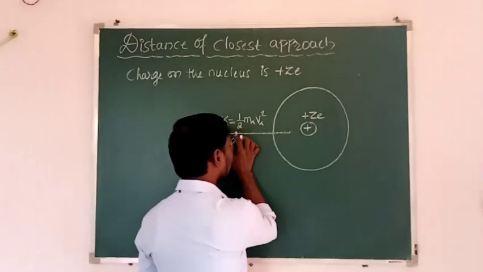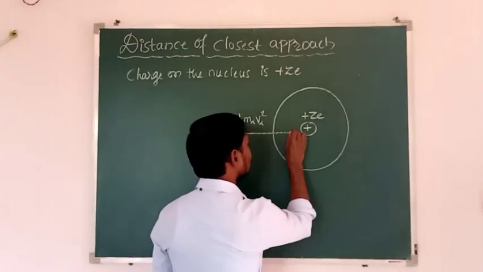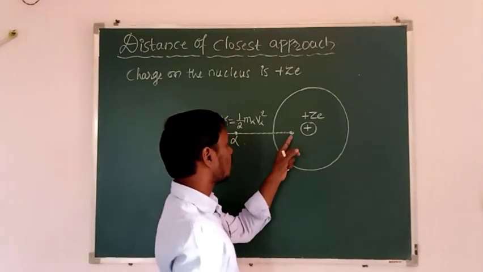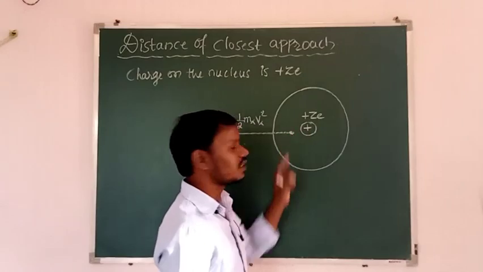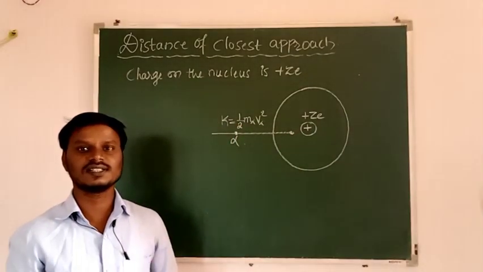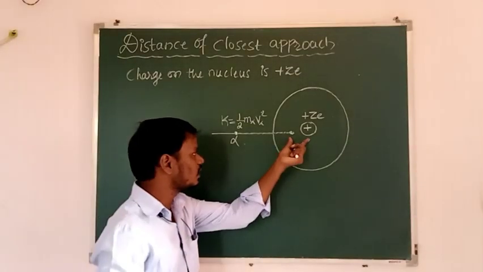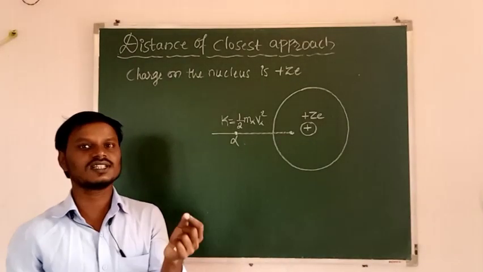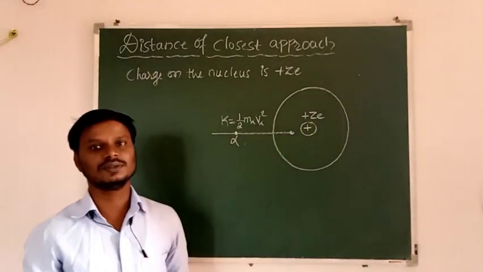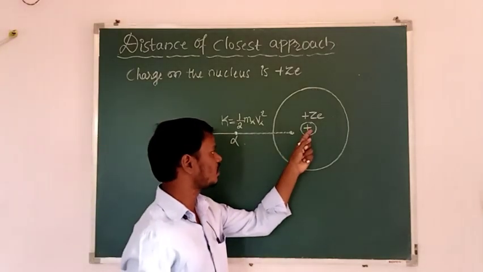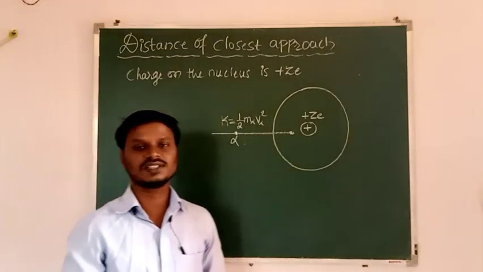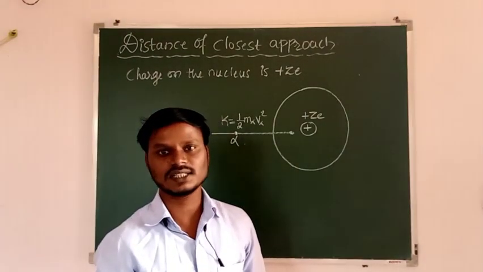When this alpha particle comes near to the nucleus, it experiences a large repulsive force, because the alpha particle is positively charged and the nucleus is positively charged. Which type of force acts between two positively charged particles? A repulsive force. And here the distance is minimum, so the force acting on the alpha particle due to the nucleus is maximum. Why is the alpha particle positively charged? Because an alpha particle is nothing but a helium nucleus.